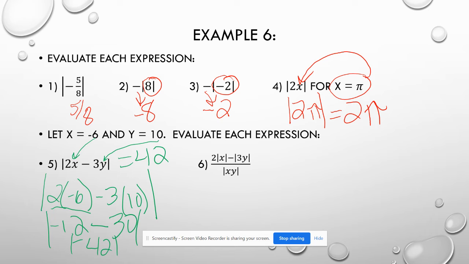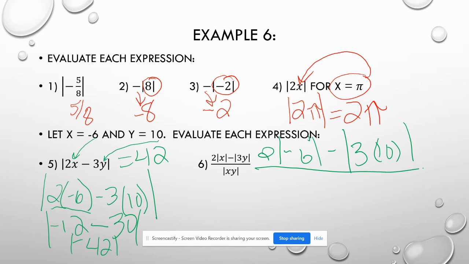For number 6, remember we treat the top and the bottom of the fraction, or the numerator and the denominator, separately before we compare them together. So 2 times the absolute value of -6, minus the absolute value of 3 times 10, over the absolute value of -6 times 10.